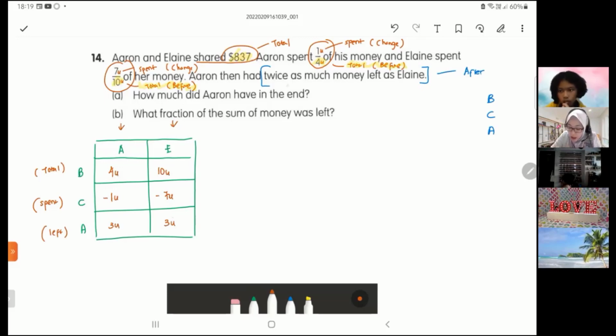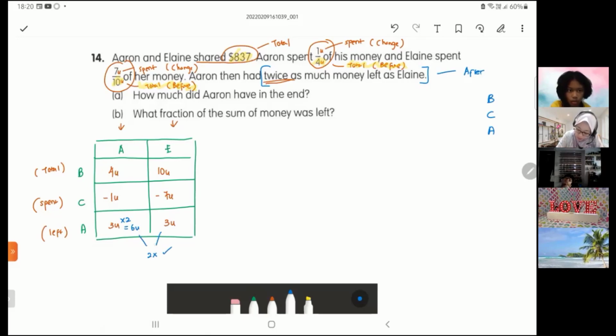Let's go back to the question. Aaron had twice as much money as Elaine. Aaron's supposed to have more than Elaine, but this one says they are the same. Is this correct? Not correct. Twice as much money means 2 times more. So times 2, here 3 times 2 becomes 6. Just check, 6 and 3. Is 6 twice of 3? Yes. So we are good to go. Double confirmed. Okay, good.